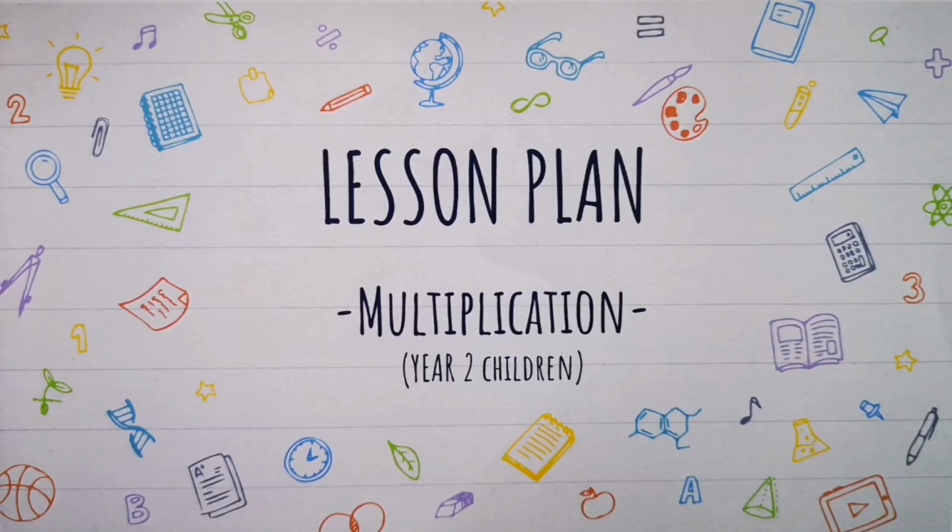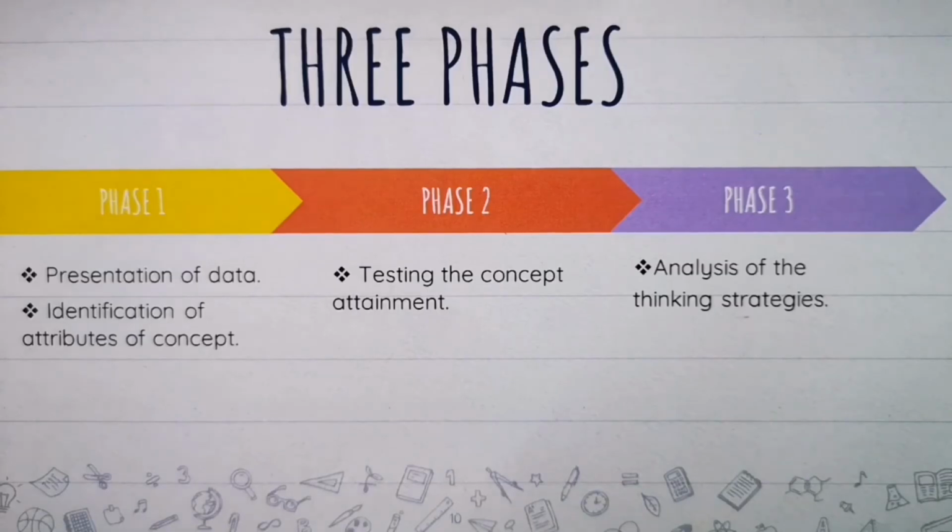We will demonstrate to you a short lesson on math using this model. The topic of the activity is multiplication. There are three phases in concept attainment model. Phase 1 involves presentation of data to the learner. In Phase 2, students compare and identify the concept. In Phase 3, students will write the definition of the concept.